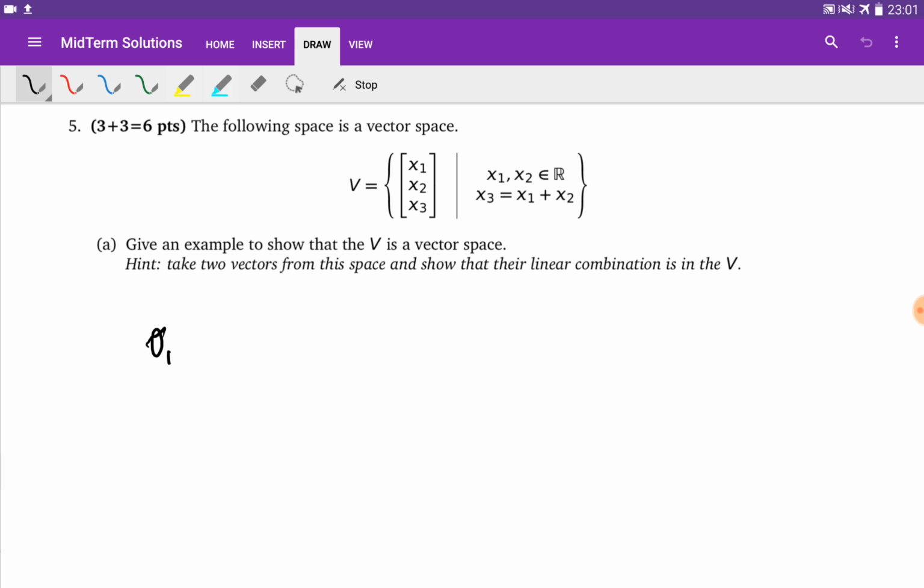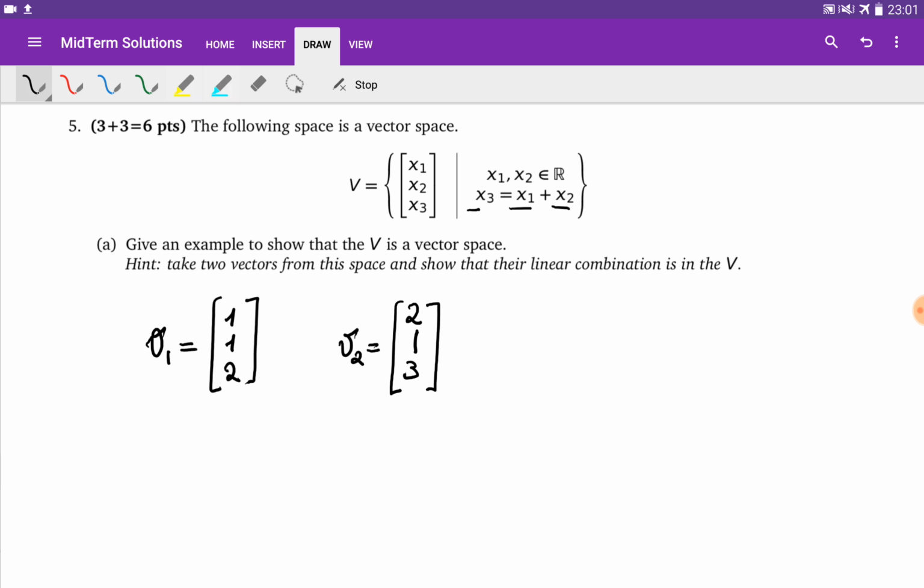For example, v1. If I choose the first 2 components, 1 and 1, the third component of this vector is going to be equal to 2, because I need to obtain this by summing the first 2 components. The second vector I can choose, for example, might be 2 and 1, right? Then in this case, the third component is going to be equal to 3.